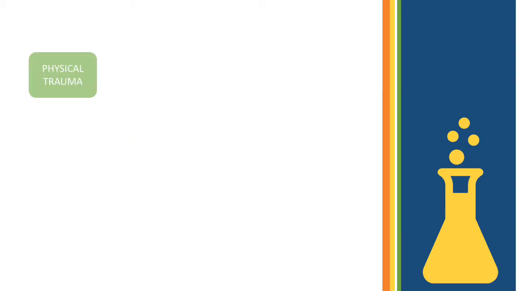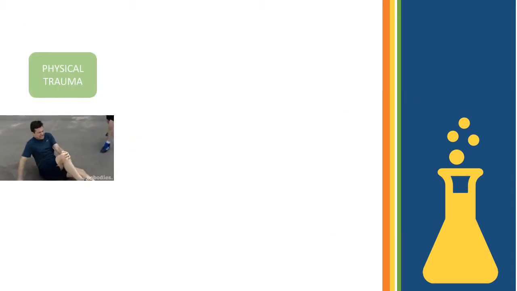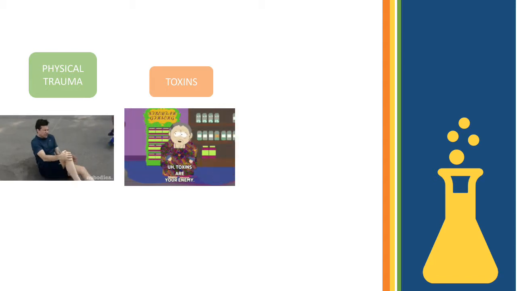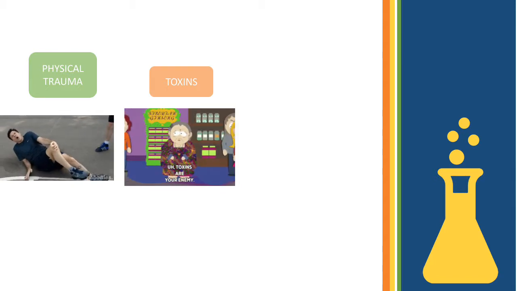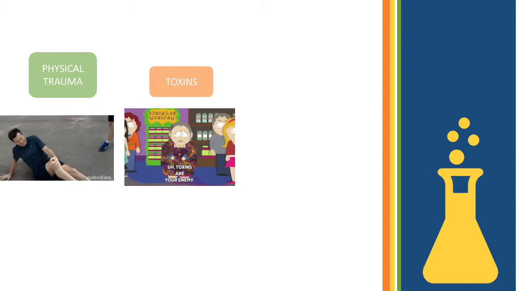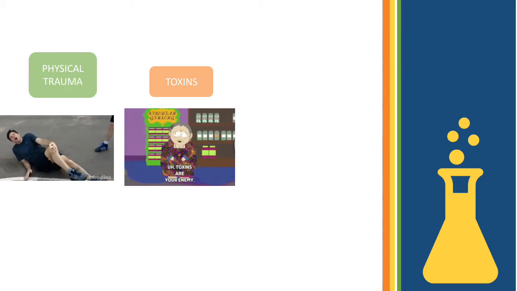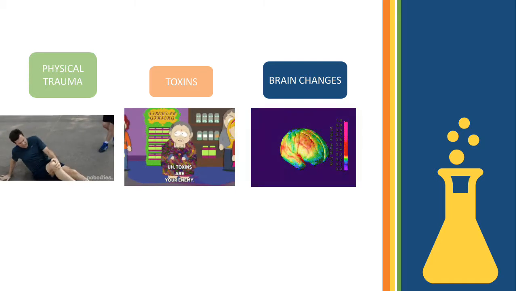The next cause is physical trauma. Physical trauma in the abdomen during pregnancy could pose a risk for a child to develop ADHD. Toxins. Researchers believe that some toxins may interfere with the brain development of the child, which could lead to hyperactivity, rash behavior, and inattentiveness. Brain changes.